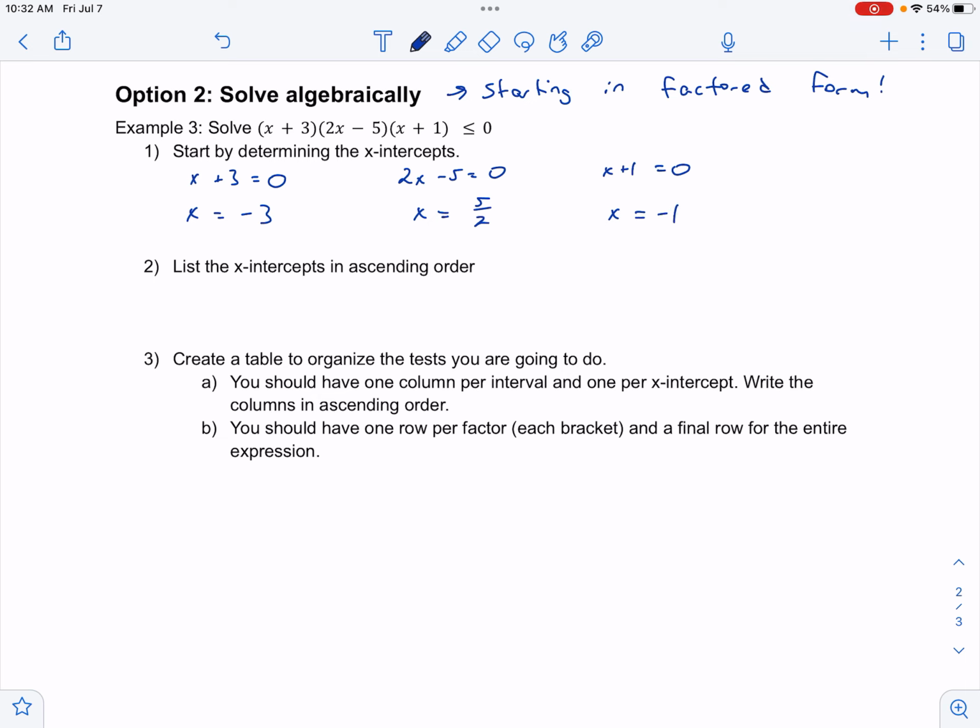And I just did that by rearranging. So we have 3 x-intercepts: -3, 5/2, and -1. Now to make things nice and simple for us, we're going to list the x-intercepts in ascending order, in increasing order. So our smallest one, or our most negative one, is -3. And then I have -1. And then I have 5/2, which is 2.5.